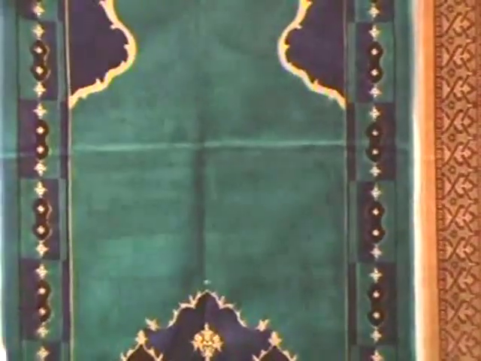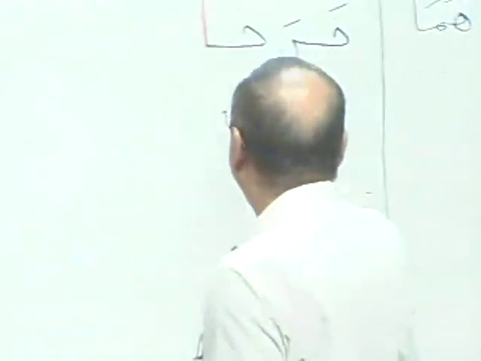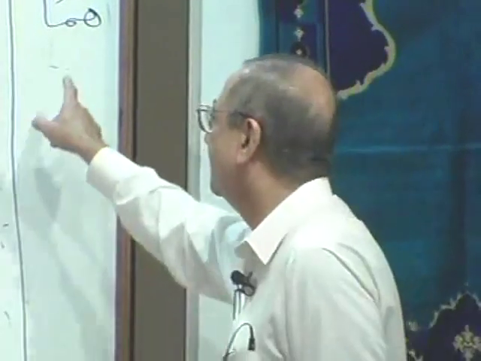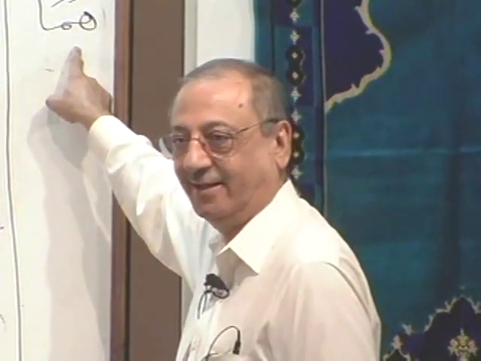Because I added Alif. Now, where is the fa'il? Alif. Kharaja. Alif is the fa'il. I added the fa'il. It's not hidden. It's there, visible to me. So, what does that Alif represent? A dhamir. What does Alif represent, sister? A dhamir. Which dhamir? Huma. Okay? Technically, it is called Alifu Muthanna. Alif of the dual.